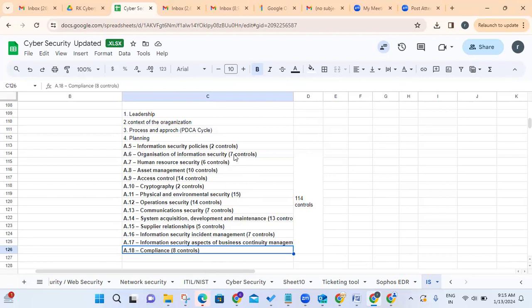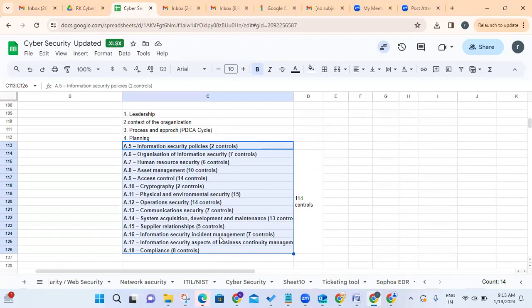For these particular controls we have to coordinate with different types of team members or stakeholders. For example, information security policies will fall under our team itself. Organization of information security will also fall under the security team.